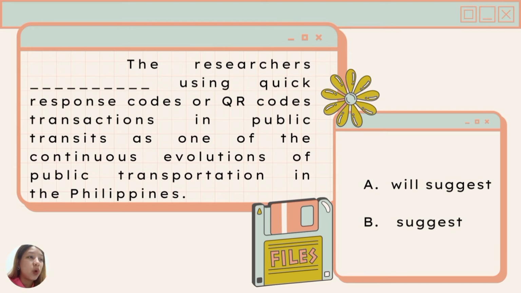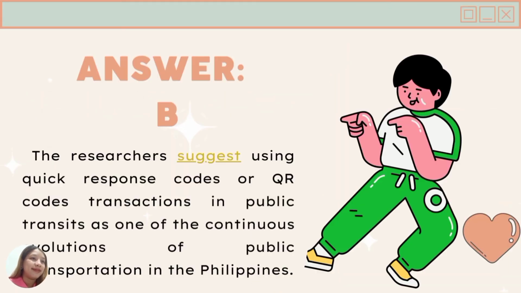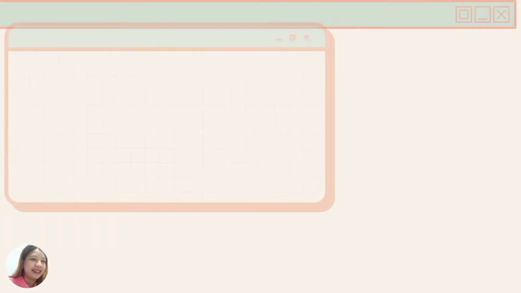The researchers blank using quick response codes or QR code transactions in public transits as one of the continuous evolutions of public transportation in the Philippines. What would be the correct verb for this statement? A, will suggest. B, suggest. Very good. The correct answer is letter B. The researchers suggest using quick response codes or QR code transactions in public transits as one of the continuous evolutions of public transportation in the Philippines.